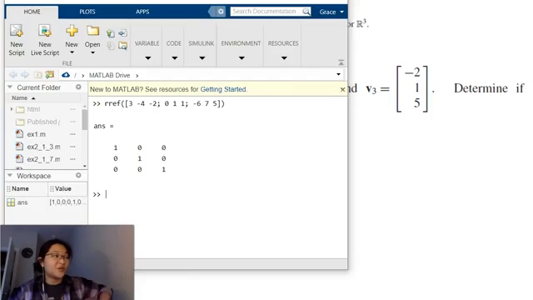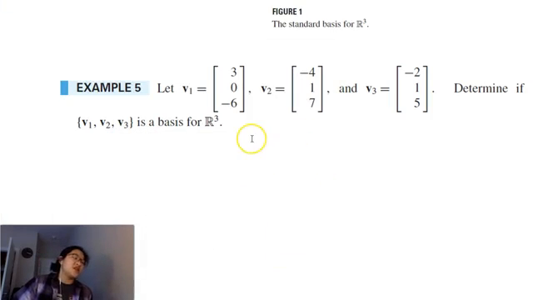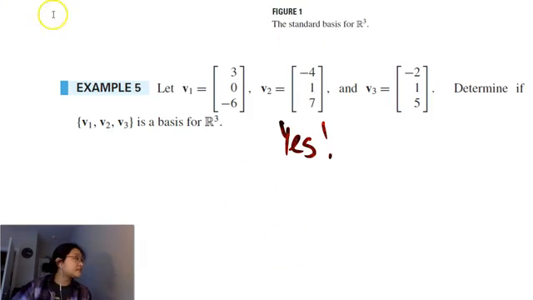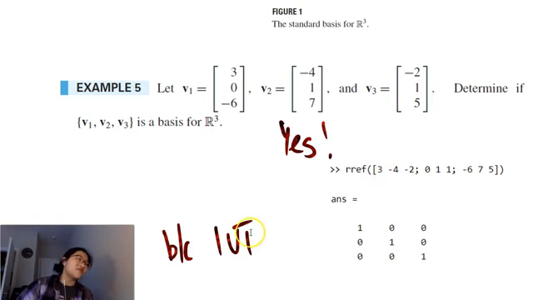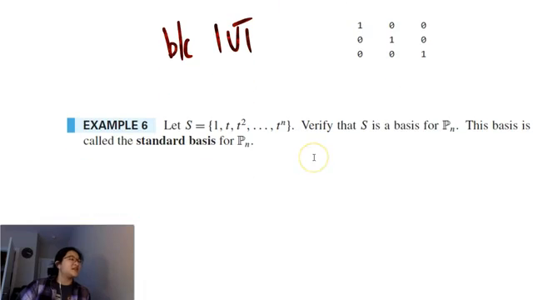Because of our invertible matrix theorem, we know that yes, this is a basis. Fantastic. Our invertible matrix theorem, yes indeed. Alright, solid. Let's look at the next one.